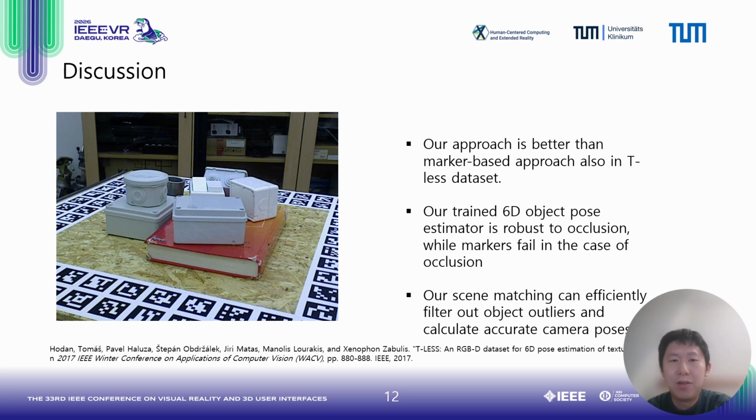Our approach also shows better results than the marker-based approach in the T-LESS dataset. Our approach can deal with occlusion and cluttered scenes. Our trained pose estimator is robust to occlusion, while the marker fails in the case of occlusion. Our scene matching can efficiently filter out object outliers and calculate accurate camera poses.